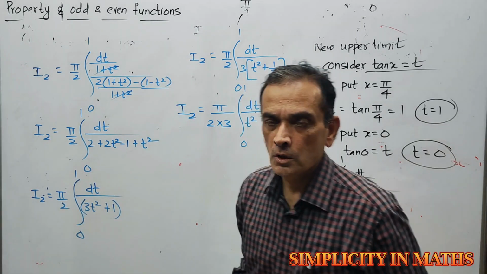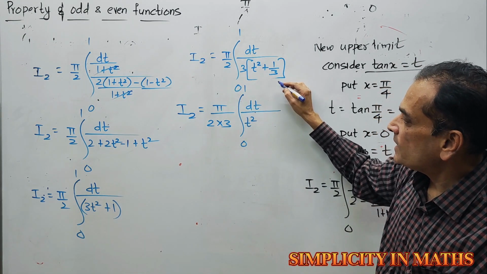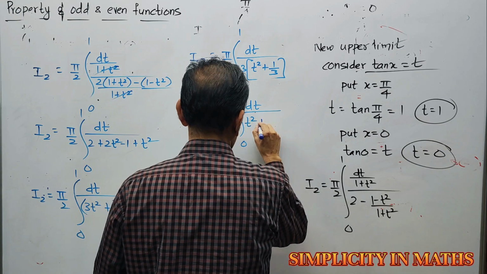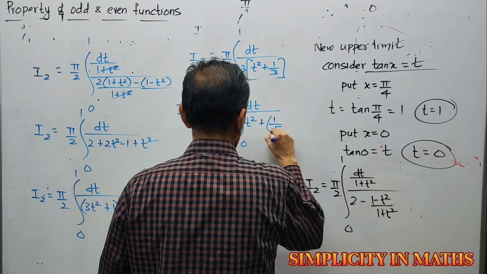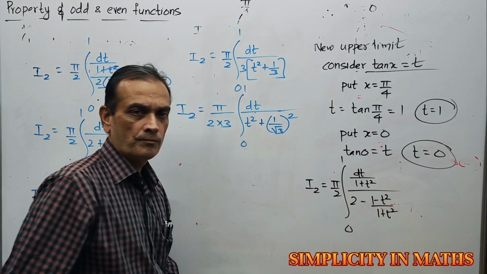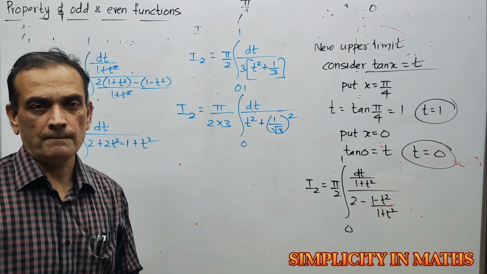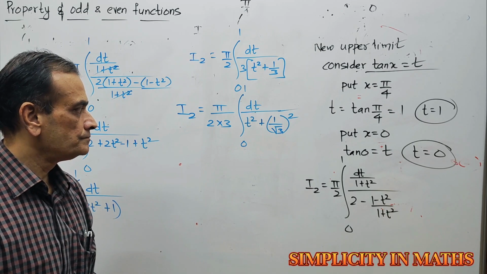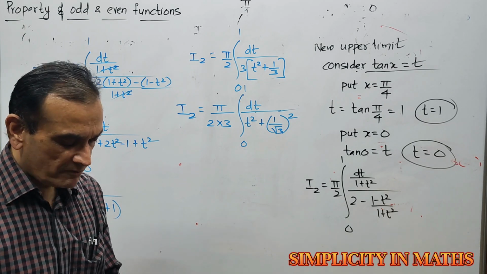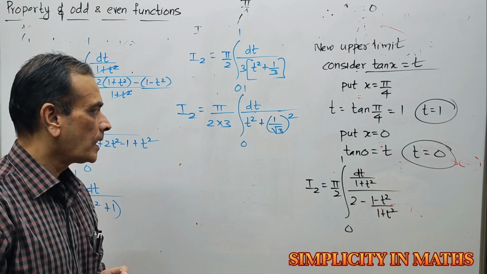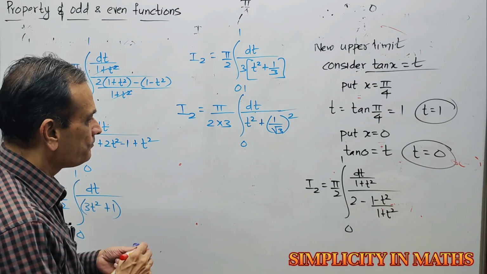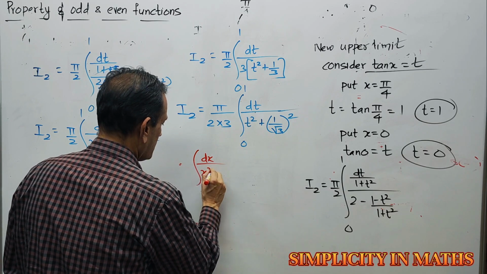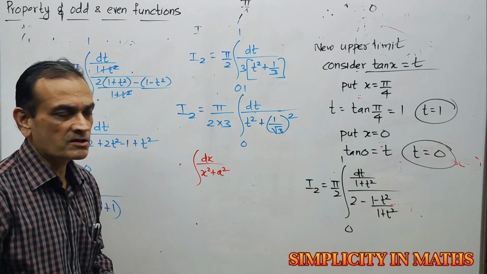Then what do we do? After taking 3 outside, this 1/3 should also be expressed as a square, in order to use one formula. Do you remember which formula? We will compare. dx upon x squared plus a squared.